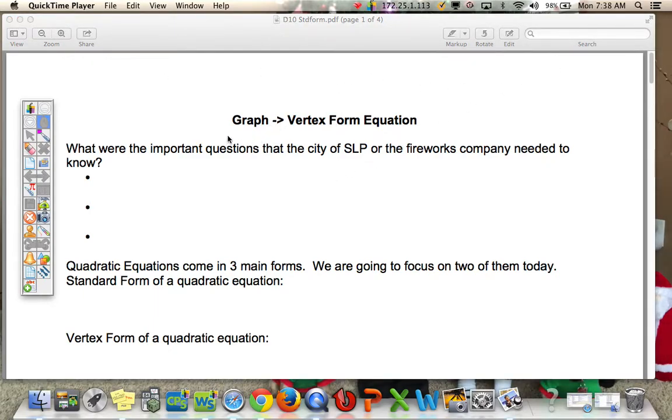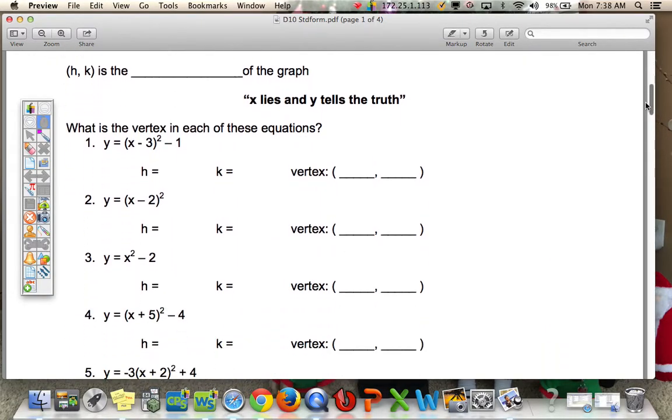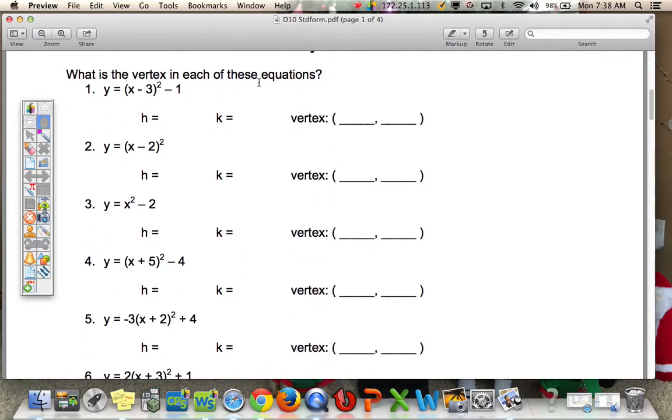We're going to look in this section at going from the graph to the vertex form of the equation. So we're going to do a little bit of review first. What is the vertex in each of these equations?